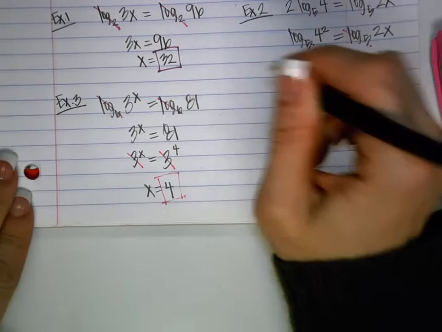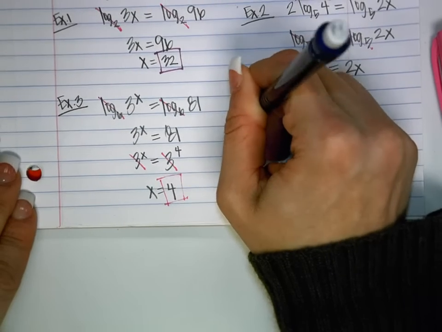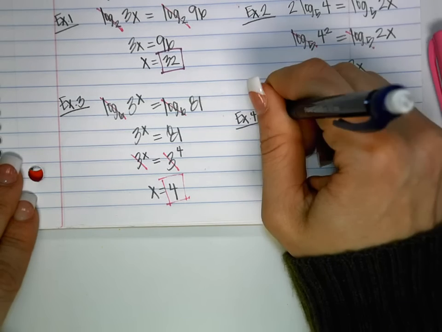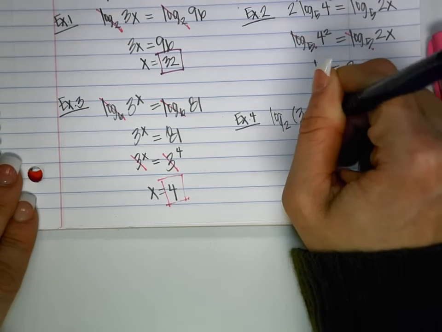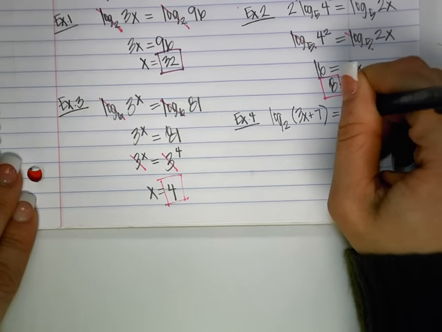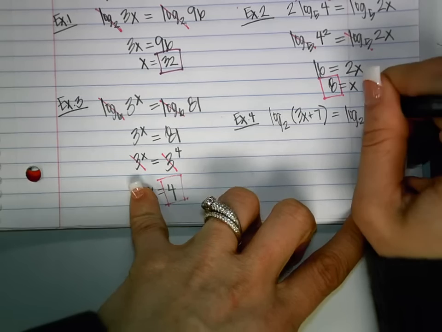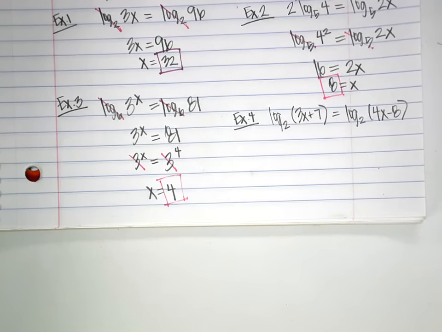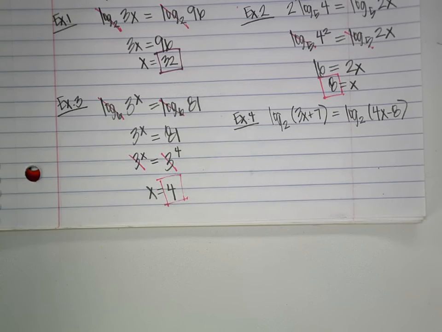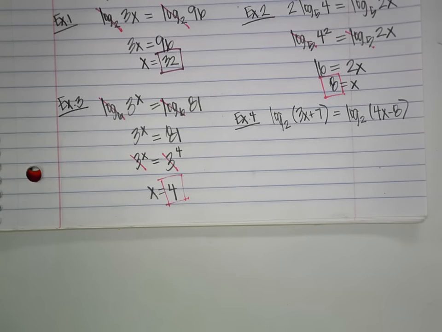For example 4, how about log base 2 of 3x plus 7 equals log base 2 of 4x minus 8. We've already been over that. You did? Yeah. I think I was listening.